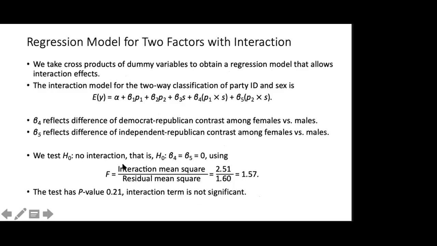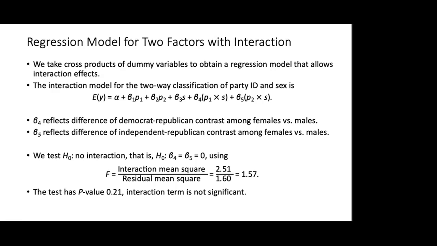Okay, so what about the interaction? What if we want to include an interaction in our regression model? That's also very easy. We just do the same thing that we did for our regression models with continuous predictors. We are just multiplying our predictor variables to form the interaction terms.